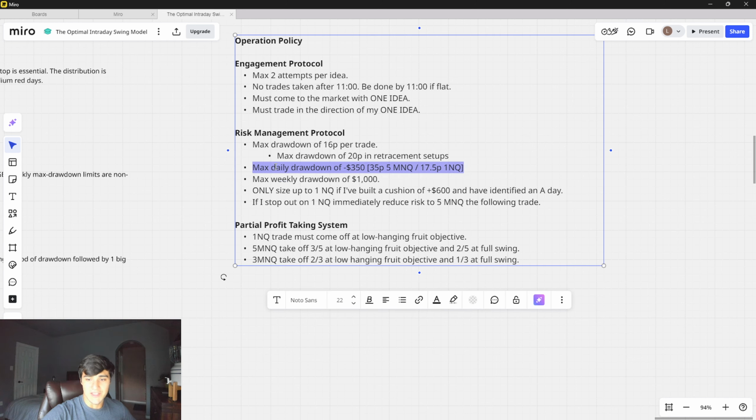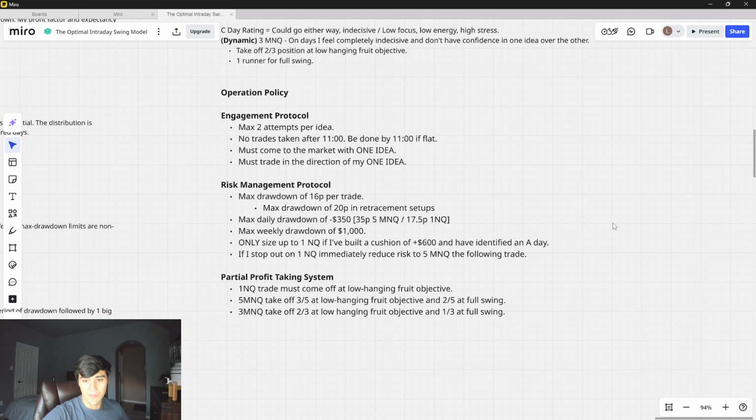And then I'm going to have a max daily drawdown of $350, which is going to be 35 points with 5 micros or 17.5 points with 1 micro. So basically, if I'm trading 1 micro, I only have 1 shot, and that's it. Because if I'm trading a mini and I take 2 losses, that's going to dig me into a deep hole.